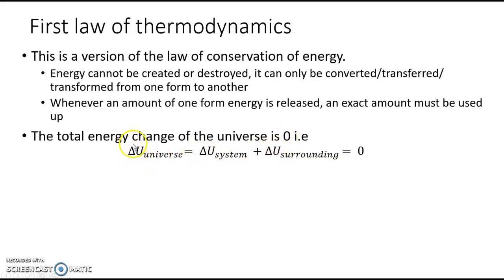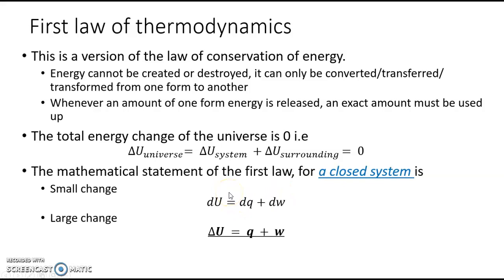Delta means change in. So the change in internal energy of the universe is the change in internal energy of the system we're working on, plus the change in the internal energy of the surrounding. Because energy cannot be used up, the change in internal energy of the universe is always zero. The universe is the totality of everything. When energy is released somewhere, it is used up somewhere else.